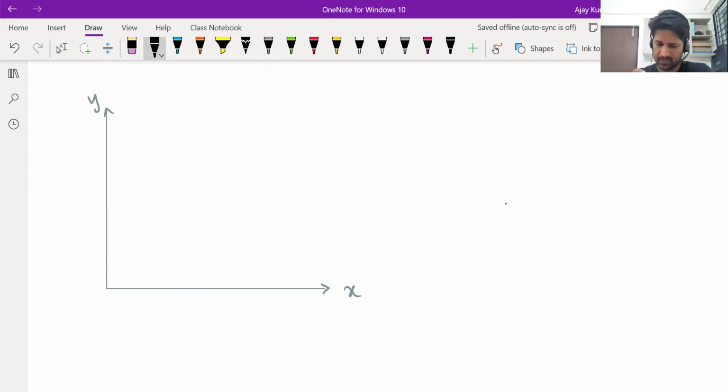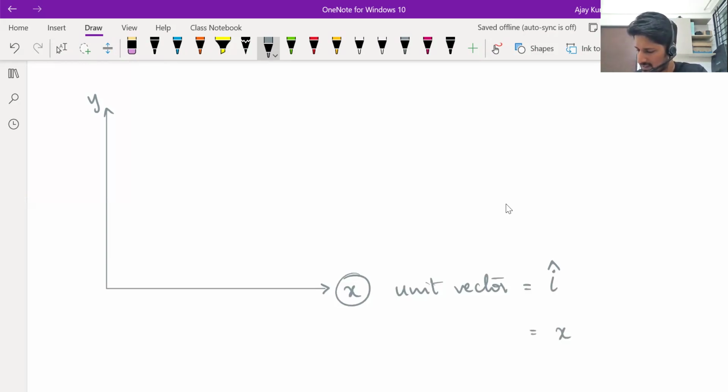Now x and y are the usual axes that we take, but it's not necessary that you should always call them x and y. You can call them x and z, y and z, whatever it is. The name doesn't really matter. Okay. Now in this particular direction, along the x direction, the unit vector is denoted as I cap. Okay. Sometimes some books write it as x cap also. Cap is used to denote a unit vector. Okay. So x cap denotes unit vector in the direction of positive x-axis, or the same is denoted by I cap also.